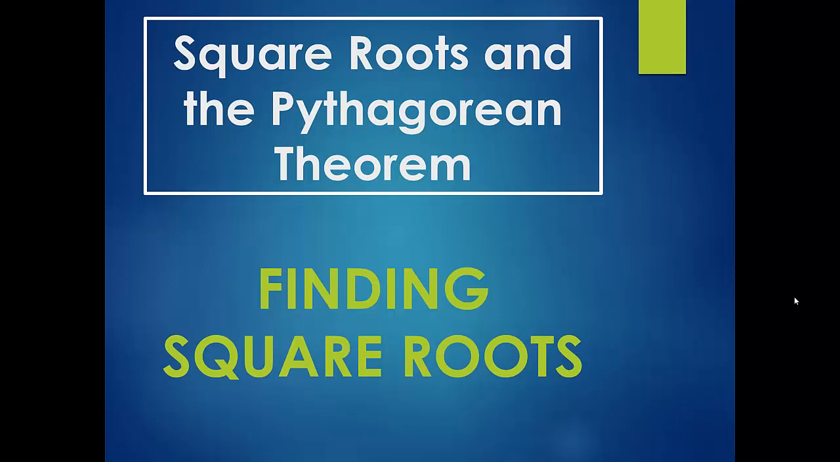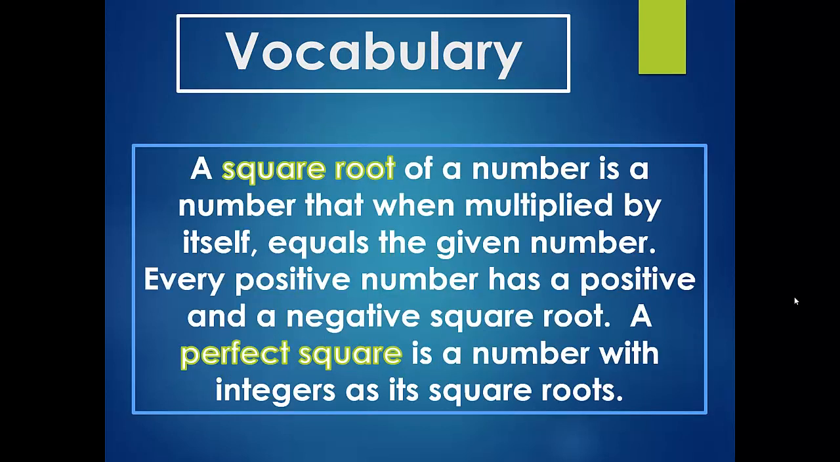Today's lesson is on finding square roots. A square root of a number is a number that when multiplied by itself equals the given number. Every positive number has a positive and a negative square root. A perfect square is a number with integers as its square roots.